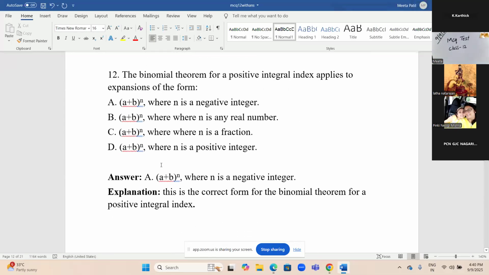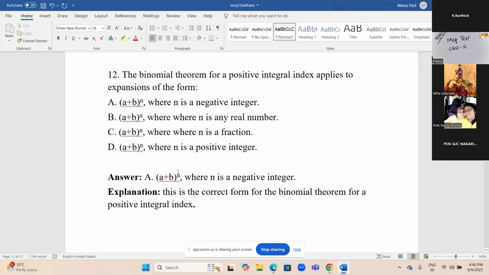Okay, so next, the theorem for index applies to expansion of the form. Every time I have mentioned, n is a negative integer or a positive integer or a real number, so here you are going to write this one as option A. A is the correct answer.